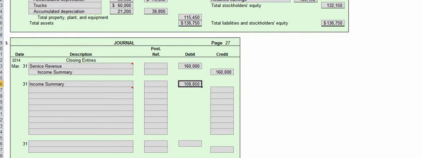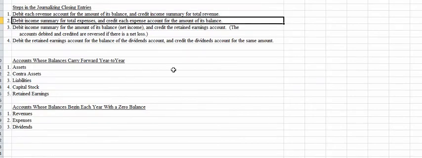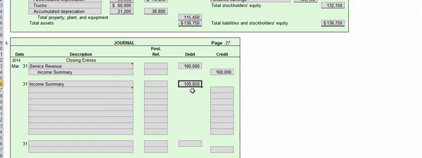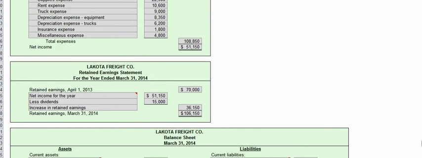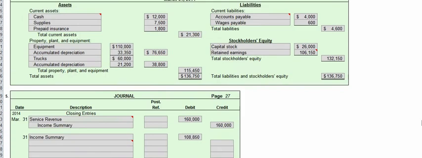Let's go to our rules. Number 2 says debit income summary for total expenses and credit each expense account for the amount of its balance. Okay, so that's what we're going to do. We've already debited income summary for total expenses. See, we picked up that number from here on the income statement. Now we're going to credit each expense account for the amount of its balance. So wages expense for $45,600.